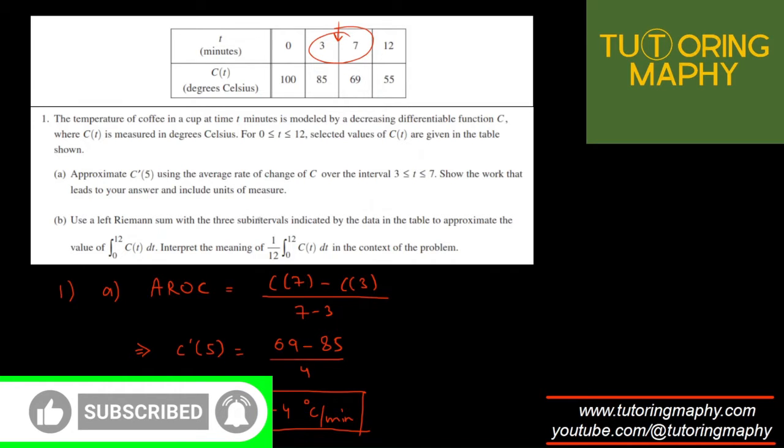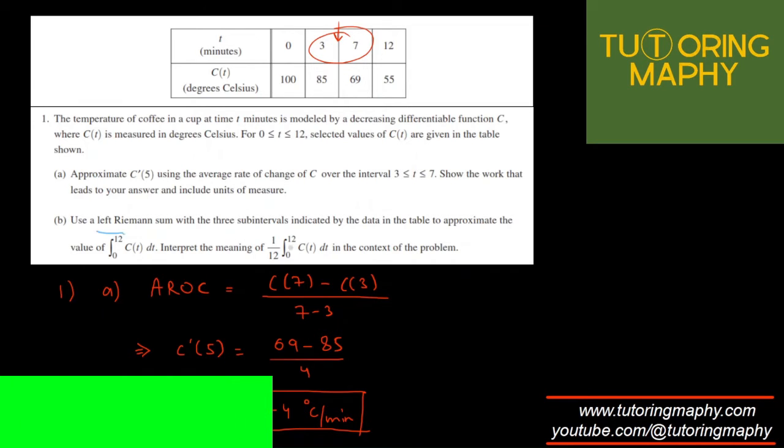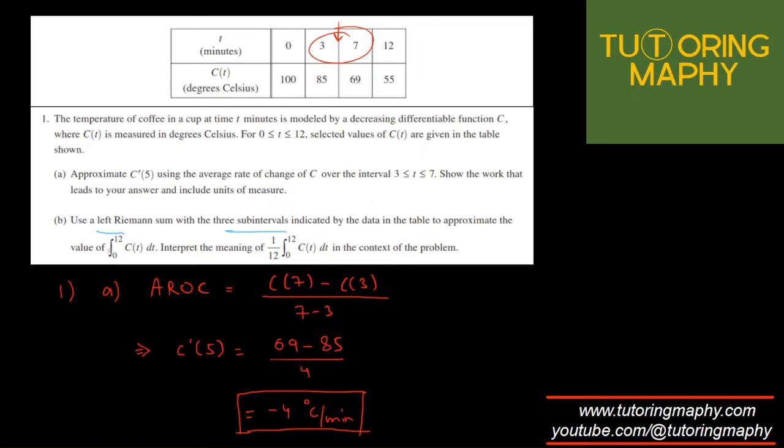The next one talks about Riemann sums. You have to use a left-hand Riemann sum with 3 subintervals indicated by the data to approximate this entire thing, and then interpret the meaning of it. All right, so let's do the Riemann sum over here: the integral from 0 to 12 of C of t dt.